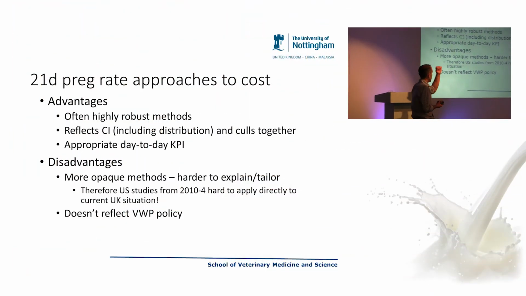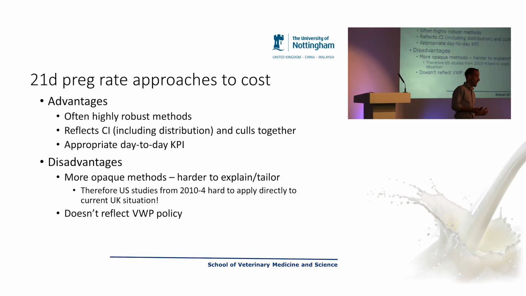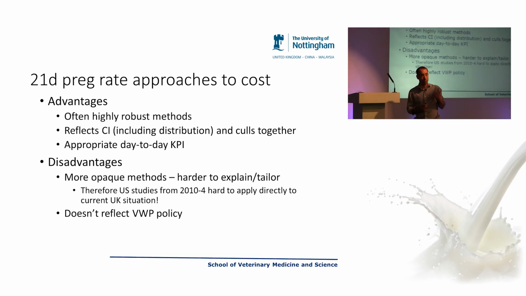So the advantages of trying to allocate a cost per unit of 21-day preg rate: often these use very robust simulation-based methods. They reflect calving interval and its distribution and culling rate together, so you don't need to worry about having two things to account for. And 21-day preg rate is probably the most important day-to-day or week-to-week key performance metric for measuring fertility. Your rate of converting eligible cows into pregnancies is ultimately the critical thing to measure.